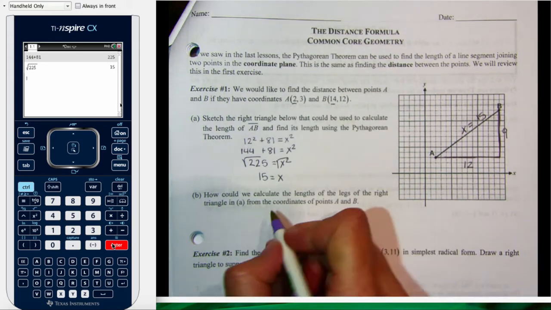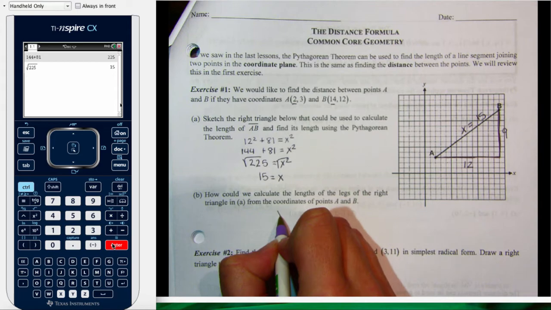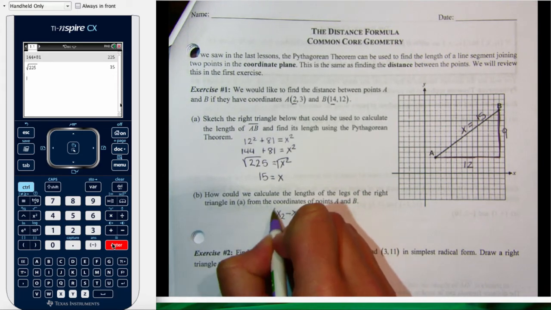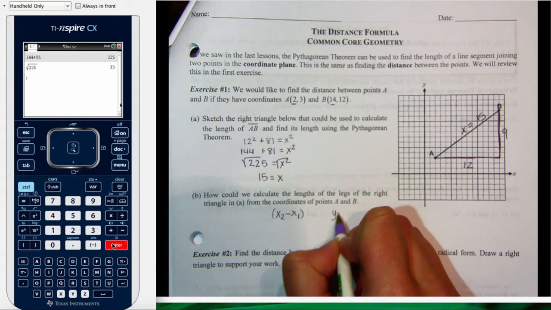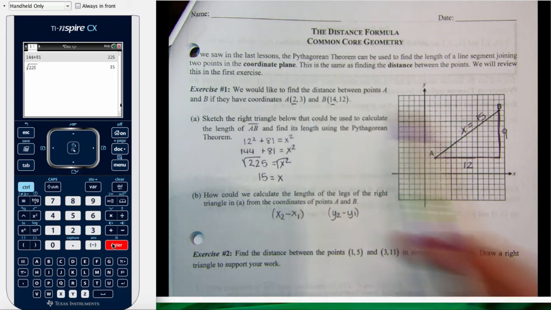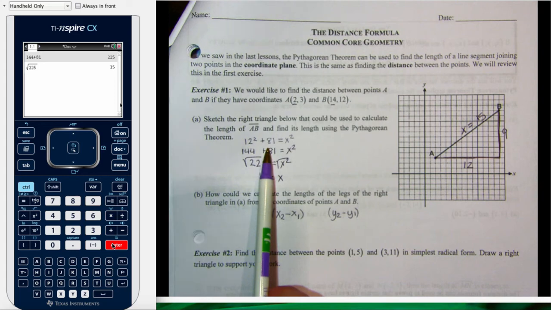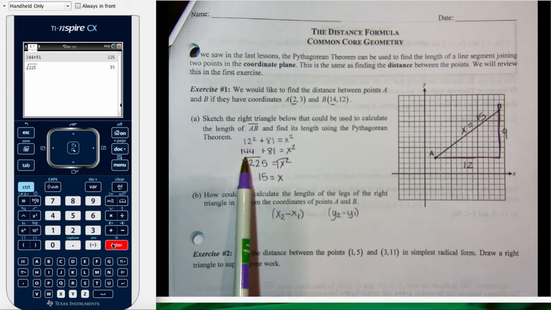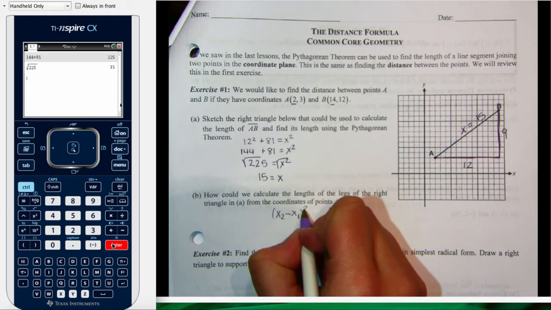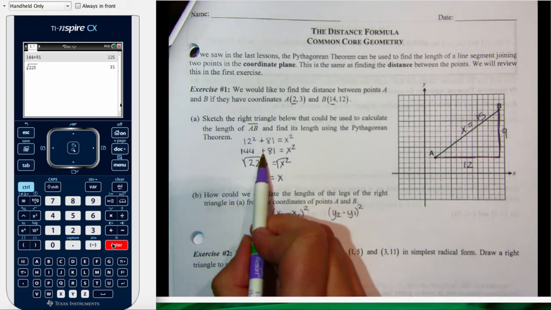So if you think about it, what we really did to get the legs is we took our x values, so the second x value minus the first x value, and we took the second y value minus the first y value, and we subtracted them. And we came up with the 12 and the 9. And then what we did is we squared both of those values to get 144 and 81. So we took the difference in the x values and squared it, took the difference in the y values and squared it, and we added them together.